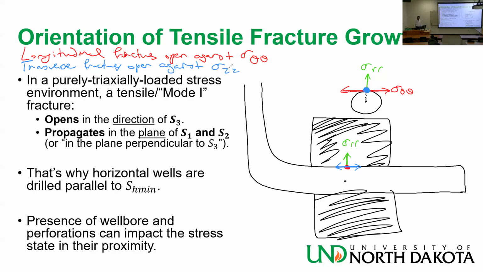So let me paraphrase that. For longitudinal fractures, sigma theta theta is the sigma 3. For transverse fractures, sigma ZZ is sigma 3, right? So I can come here and say sigma 3, and I can come here and say sigma 3. Okay. Bonus point. What will happen if sigma 3 is the radial stress?